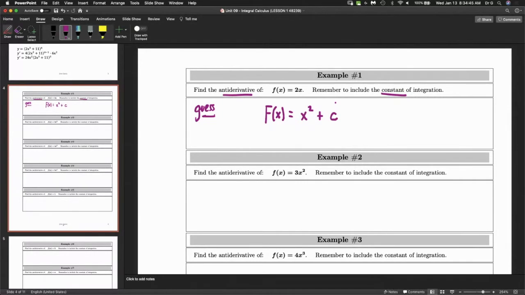Okay, now I'm assuming some of you have started reading ahead because maybe I'm talking way too much about one example, and I promise I will speed it up. What would be the antiderivative for the next one?